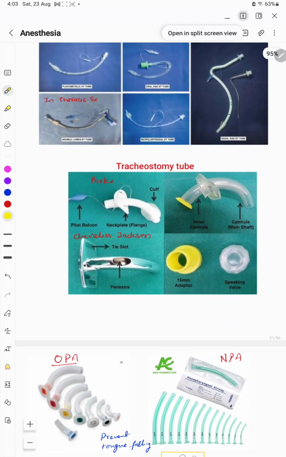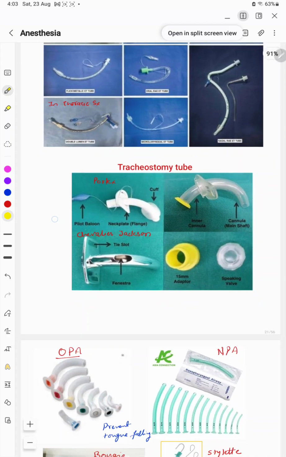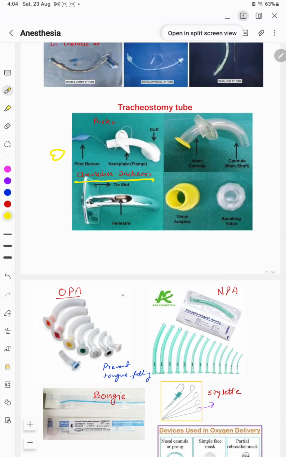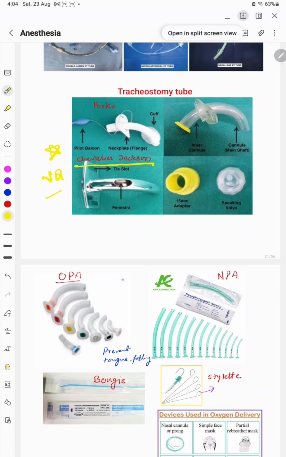Now this is the tracheostomy tube. They ask questions about this tracheostomy tube. This is the Chevalier Jackson, made from steel. This is also a tracheostomy tube. Important VQ question. You need to remember.